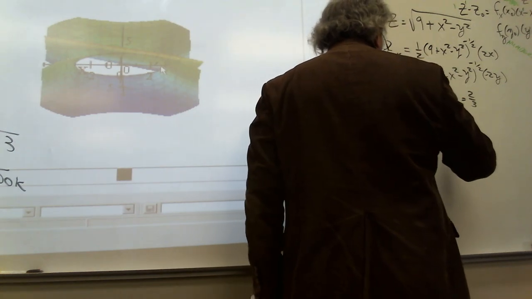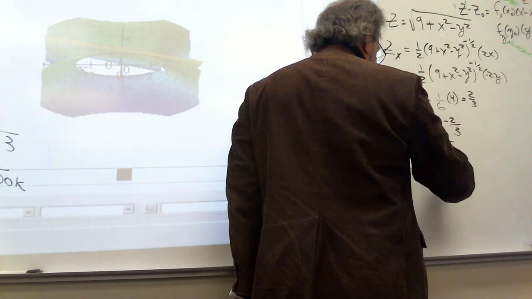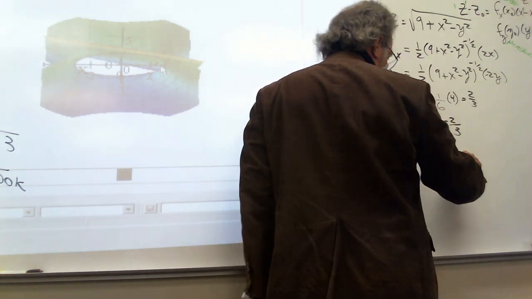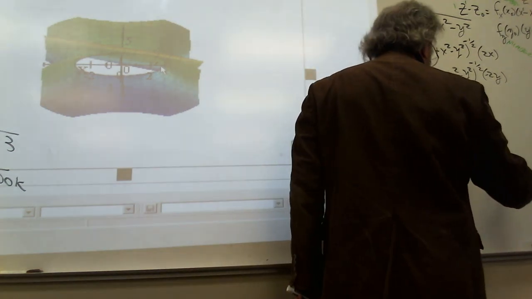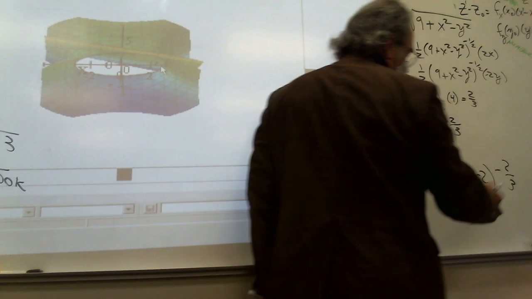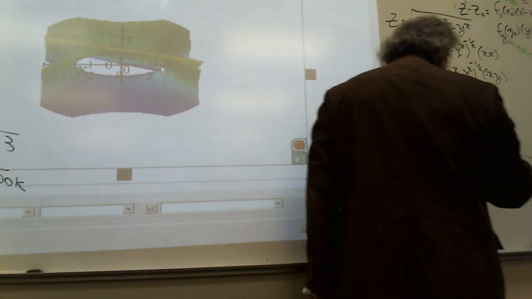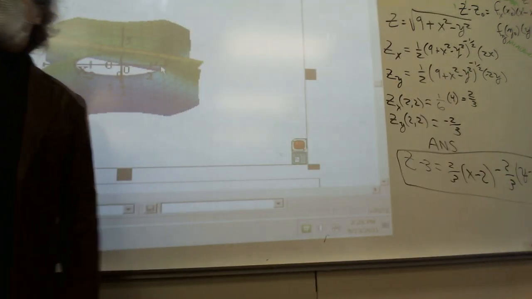Here's the answer. Z minus the z coordinate is equal to the slope for x, which turned out to be 2/3, times x minus the x coordinate, minus, this is the slope of the y, times the y minus the y coordinate. And that's it. That's full credit for me. Simplify to match the book answer, and that's what happens.